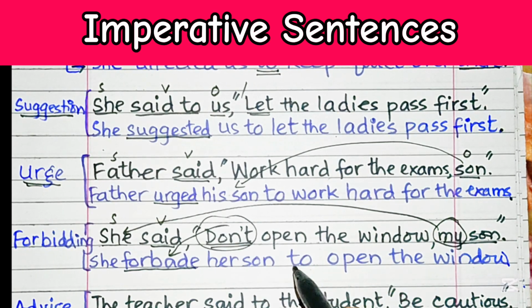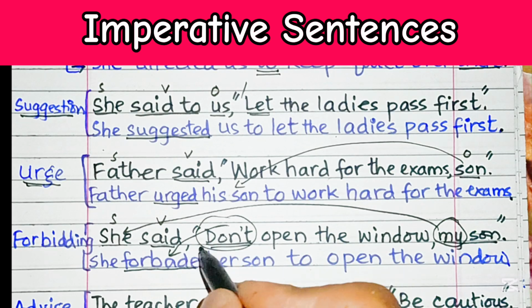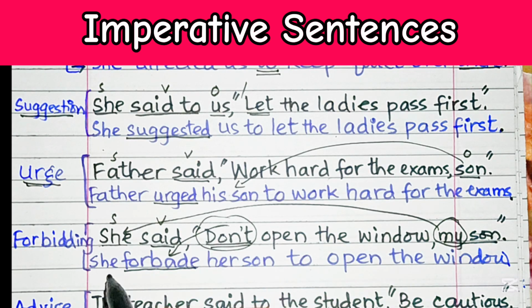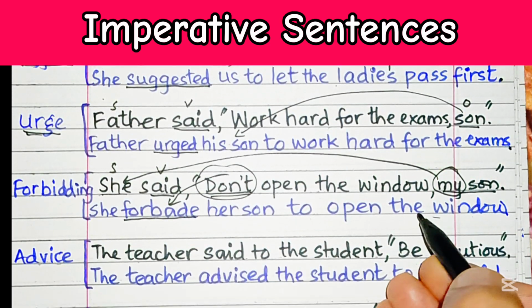We don't use "not to open the window." If we put she told her son or ordered her son not to open the window, that is also correct. But if we write this forbade, forbade means you are actually stopping somebody from doing something. So the sense of don't, or negative sense, is shifted to forbade. So after that it will be positive. She forbade her son to open the window, but the overall sense remains negative.